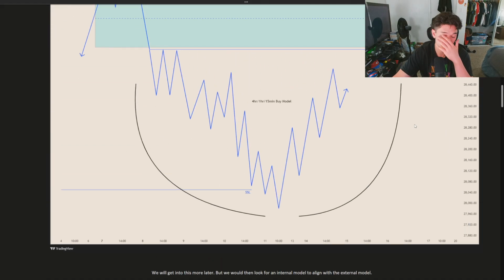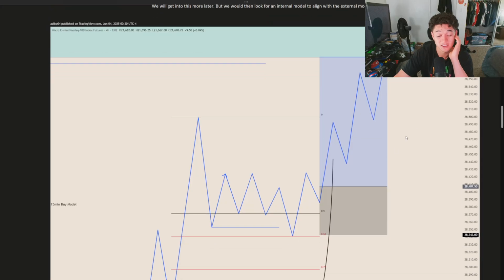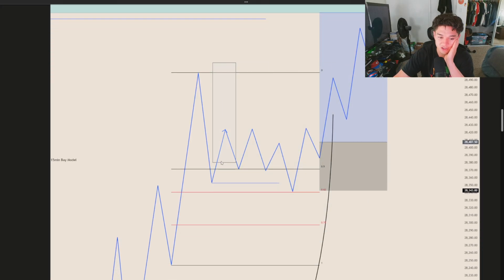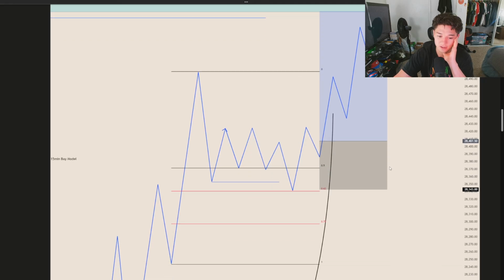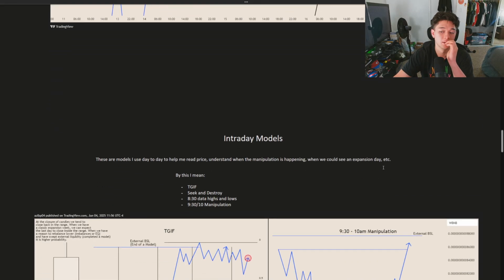And then we can zoom in again and see, is there a 5-minute, is there a 1-minute model forming within there? Is there a reason for me to enter? Maybe there's turtle soup, maybe there's a change in the state of delivery, inverse fair value gap, all that good stuff. We'll go over that later.